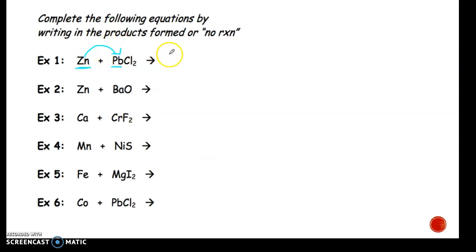Meaning our products are now zinc chloride plus Pb on the side, because this is a single replacement reaction. Alright? Now let's go to example number 2.